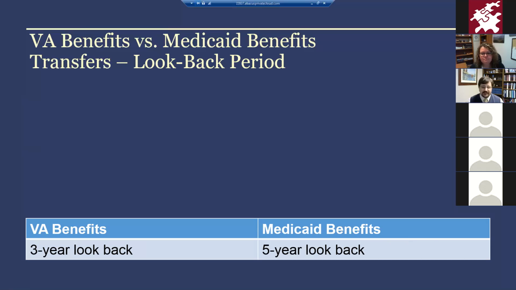And then each one now has a look back period. This was, again, another major change in 2018. VA now has a 3-year look back period. And Joy, I'm just going to jump in. Medicaid has a 5-year look back period, and that's been that way for quite a while now, right? Yeah, Medicaid used to be the 3-year, now we're at 5. So I'm guessing VA is going to jump on that bandwagon soon too.